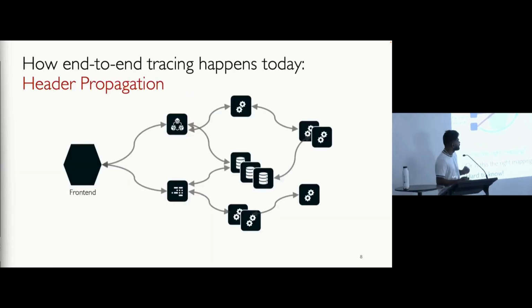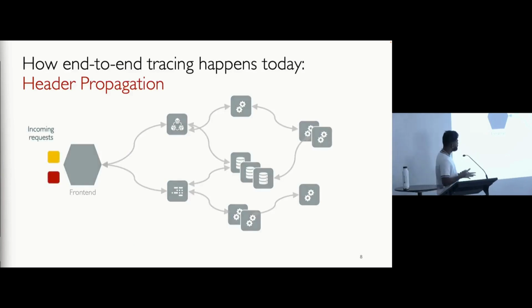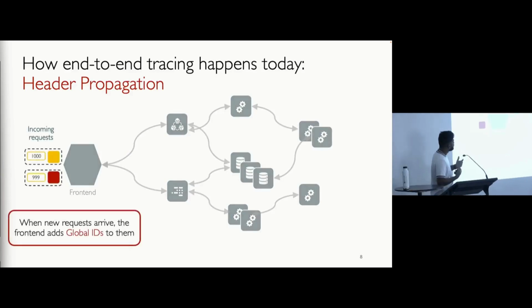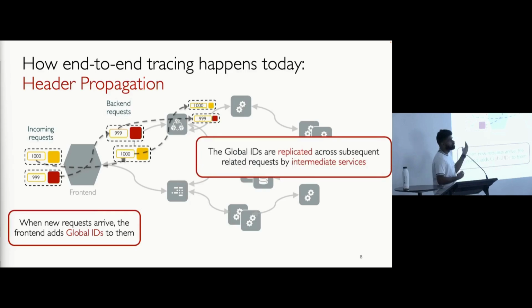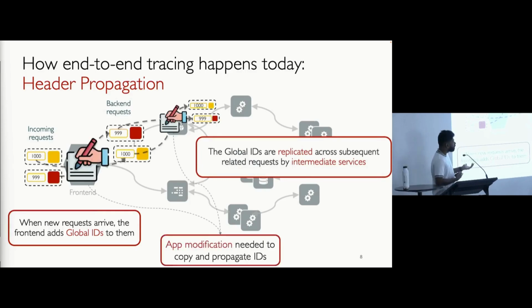The way this is done in the industry today is something called header propagation, where when a request arrives at the front end, a global controller adds IDs onto it, and when subsequent backend requests are generated, you copy and propagate these IDs onto them. But the main problem with this is that you have to modify all the applications in your system to add these tracing IDs and propagate them. It might seem trivial in this diagram, but this is quite hard to do when you have a large code base in an enterprise where every single function signature needs to be modified to propagate these IDs.